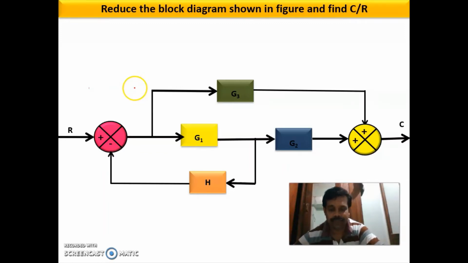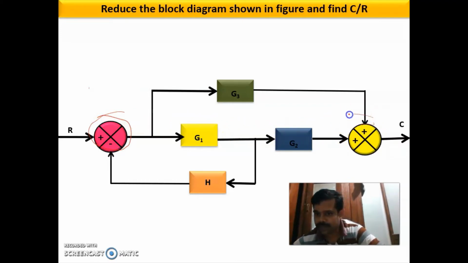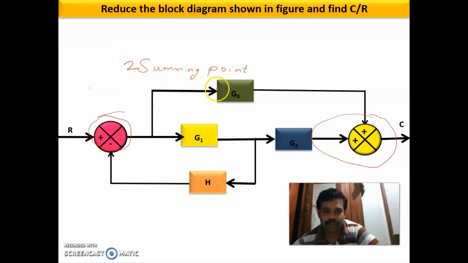without modification. So we can check in this problem: you are having one summing point, and this is the second summing point. So how many summing points are you having? You're having two summing points. And how many blocks are you having? One, two, three, four blocks. Four blocks.